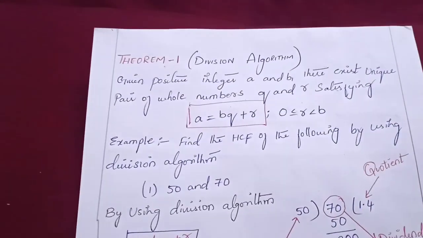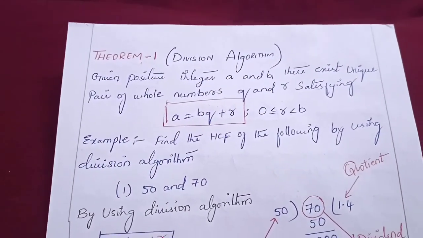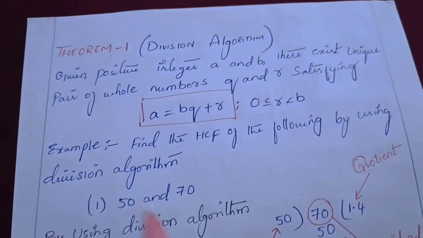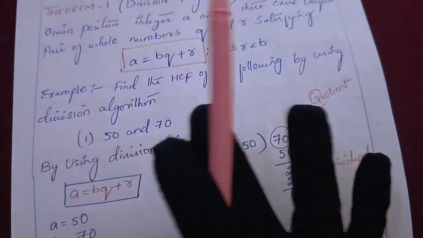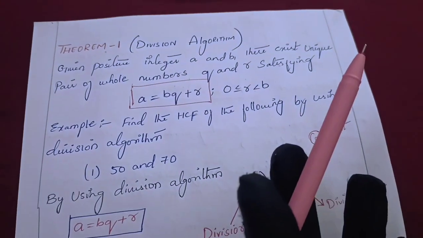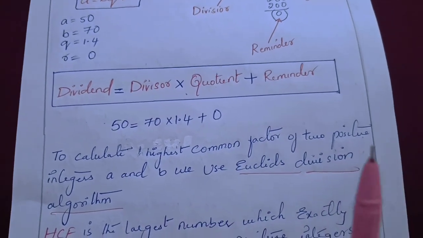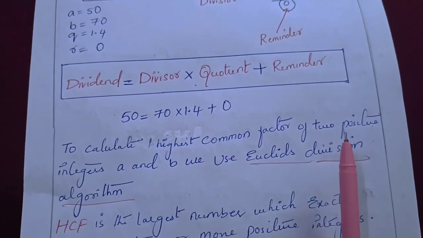In this video, I explained theorem number 1, which is all about the division algorithm. I hope you understood theorem number 1 and all the basic things I have discussed in this video. In another video, I am going to explain the Euclid division algorithm in detail, which is the most important topic in this chapter.